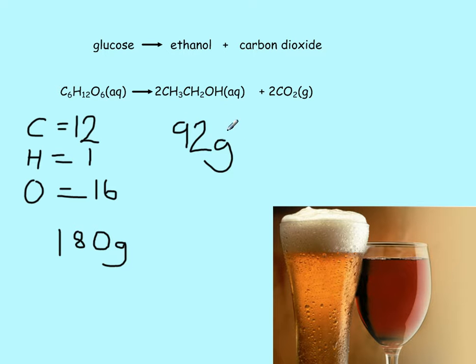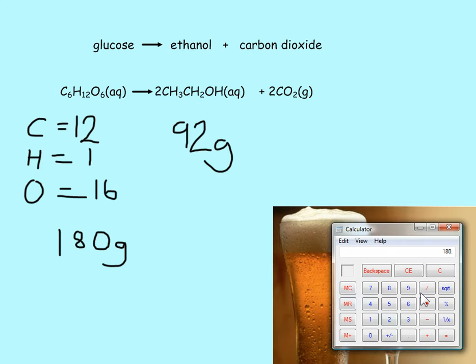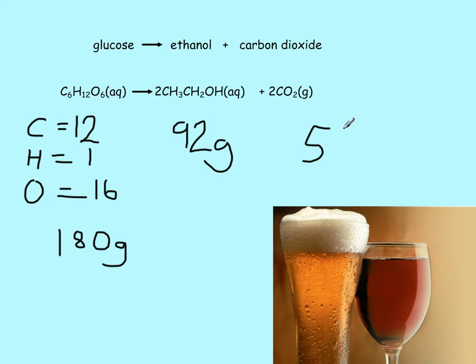Okay, so we know that 92 of your 180 is useful, so we can shove that into the calculator. 92 divided by 180, because that's out of 180 that is useful. You get 0.51. Now times that by 100 to give you a percentage, and you get 51%. So we could do it to one decimal point, 51.1%.